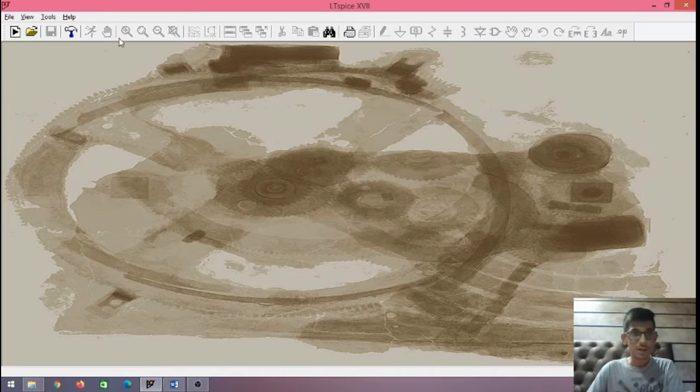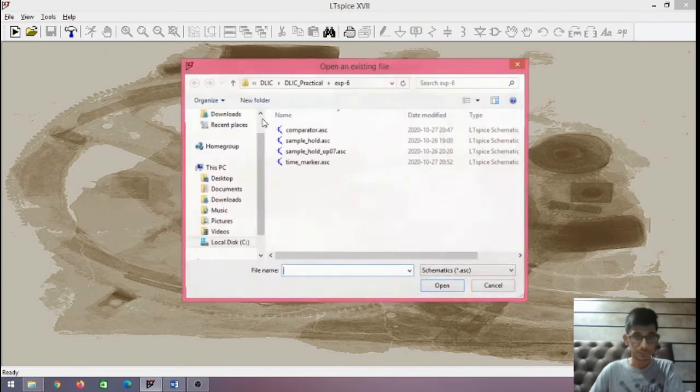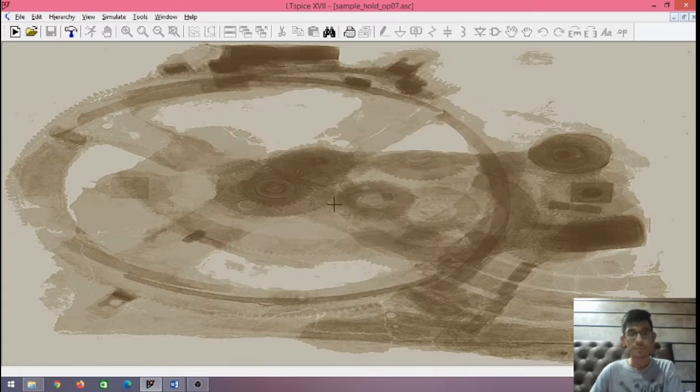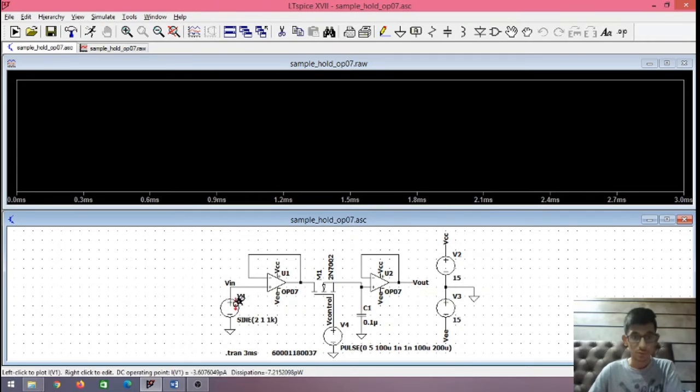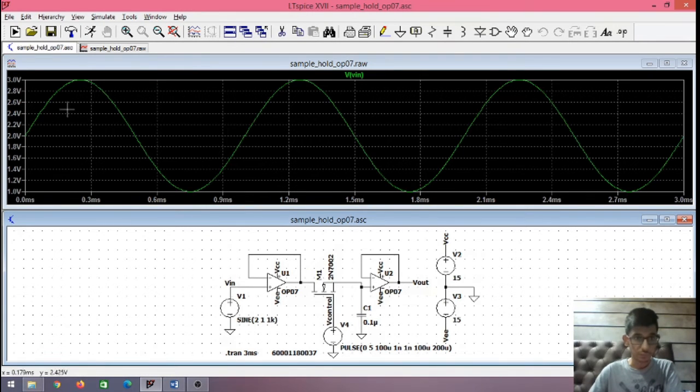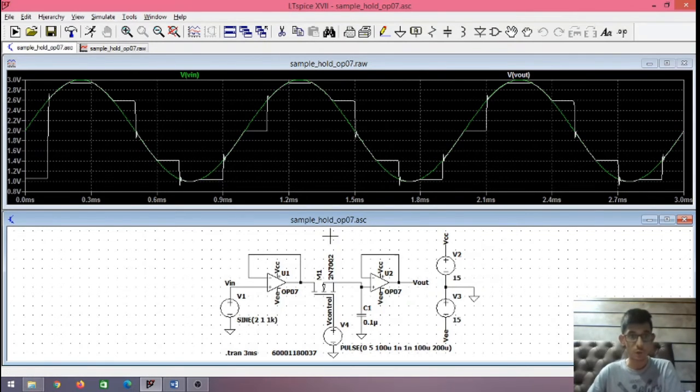After the timer marker circuit, we'll see the sample and hold circuit. In the sample and hold circuit, we use a MOSFET. The MOSFET is given a pulse. I will explain it while running it. So this is our input, which is 4 volts peak to peak. This is our output.